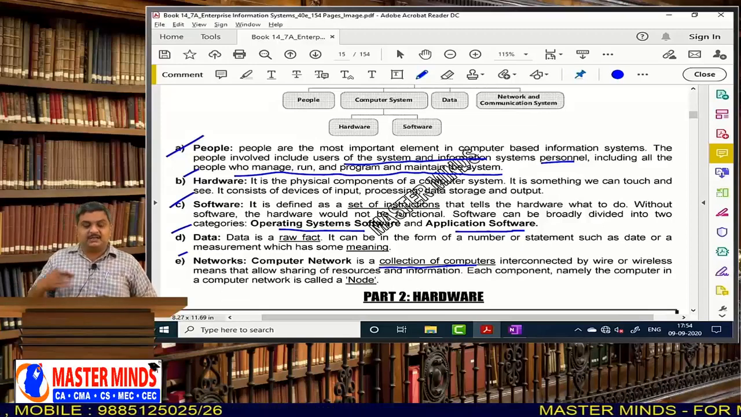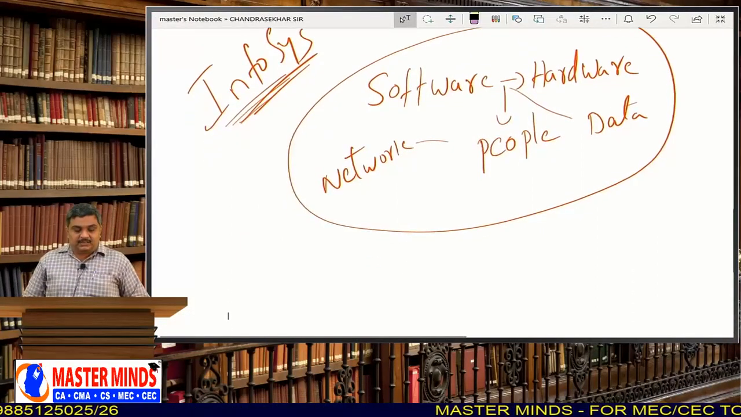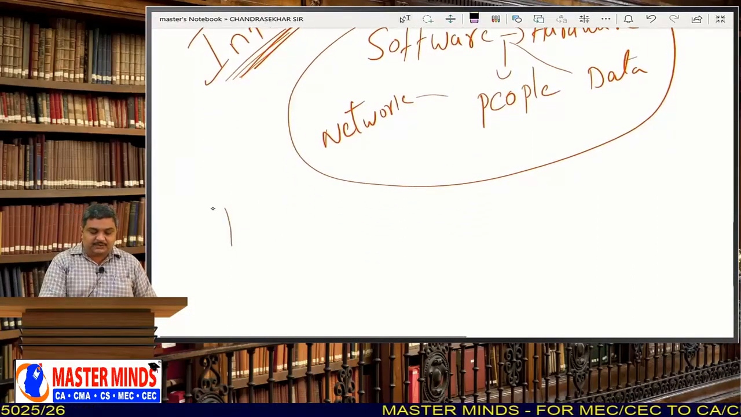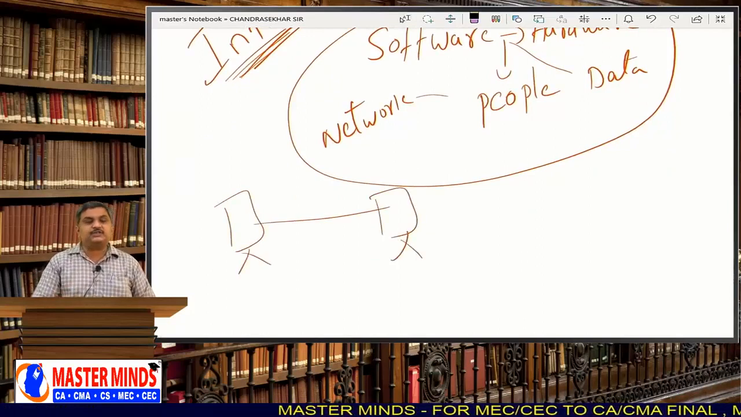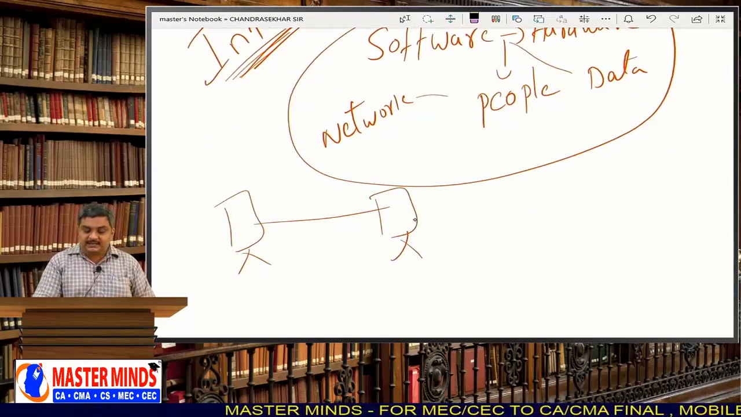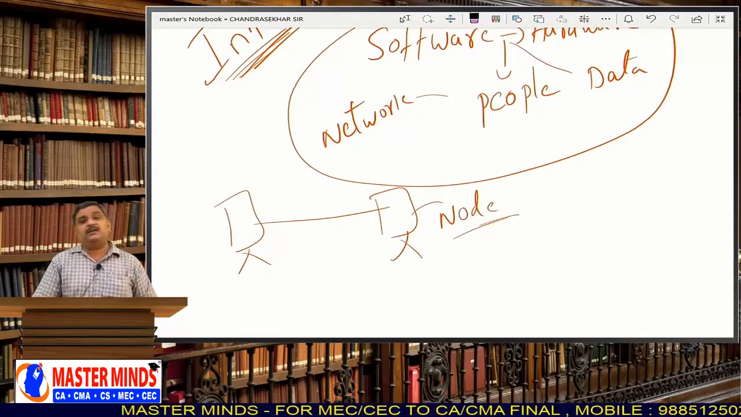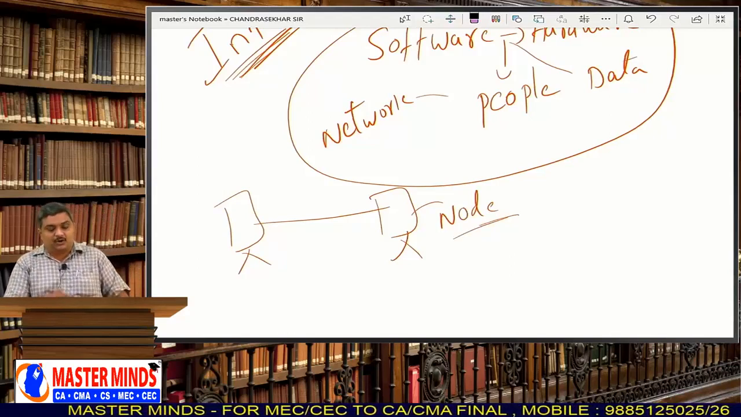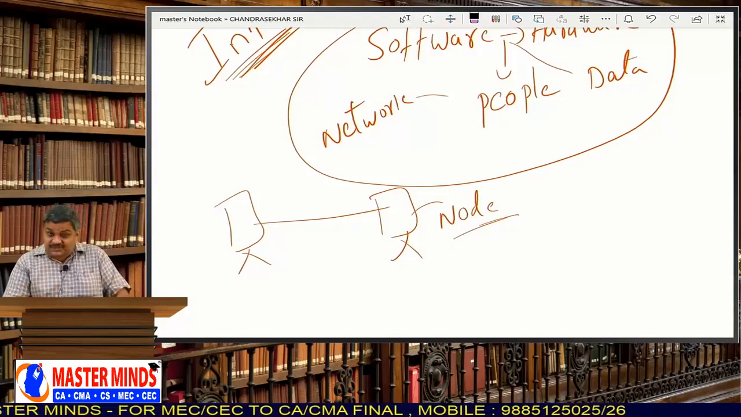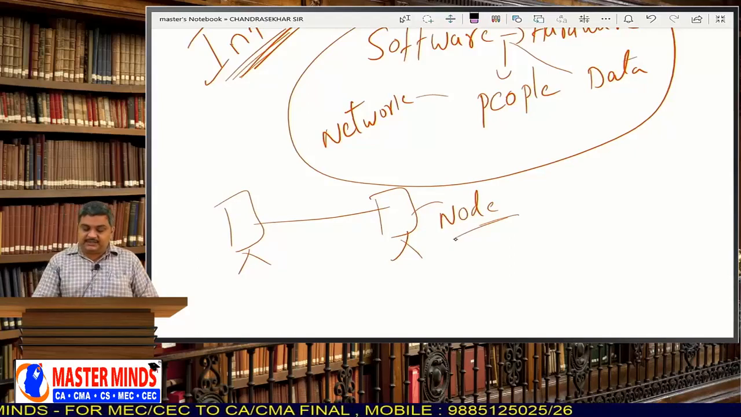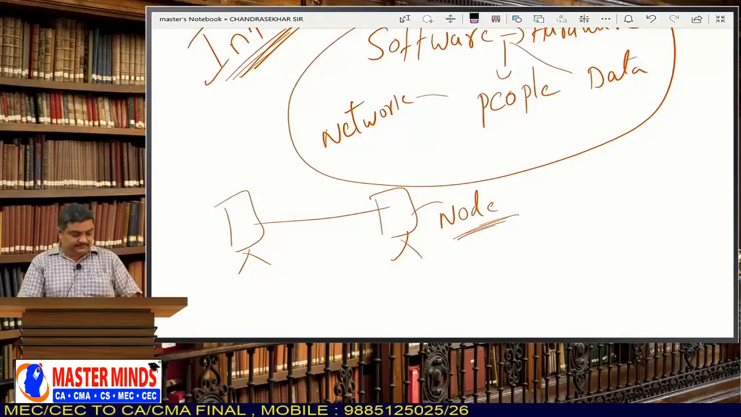So for that we require networks. Generally the network will be like this. There is one computer here and another computer here, and we have to join these two computers. This is called a node. Of course, we have different terminology for this. We can call it a node, a client, or a workstation. We can call it by different names, but in general we will call it a node.